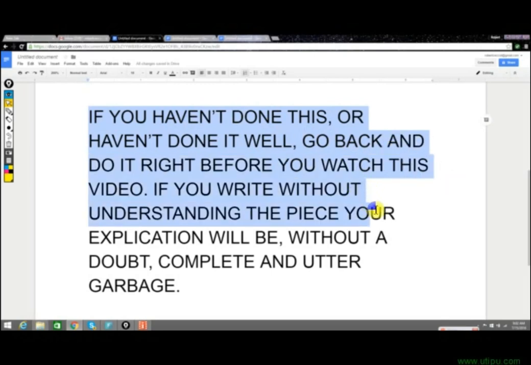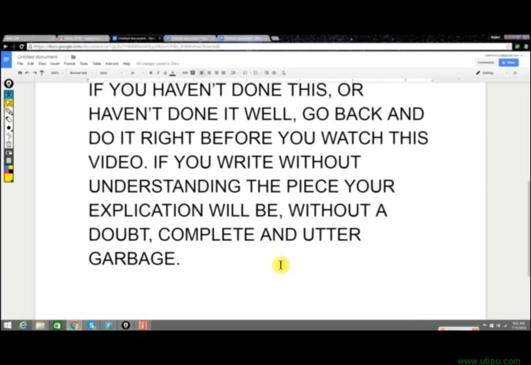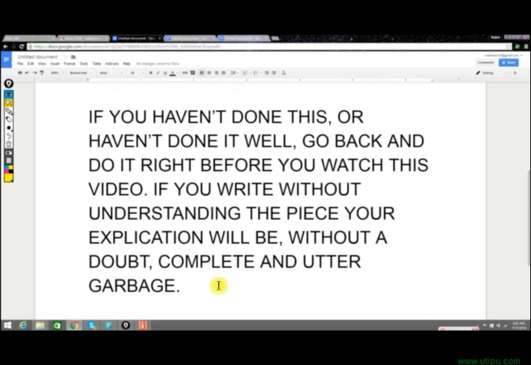If you write without understanding the piece, your explication will be, without a doubt, complete and utter garbage. If your analyzing stages are done poorly, your grade will be poor too. So if you didn't think that you did the analyzing stages right, go back and watch the video before you do this, because you have to make sure that you really understand the piece. If you start writing without fully understanding what it's talking about, it'll show in your explication. Your explication will be just as confused as you are. So make sure that you go back over and do that completely right, because it's the most important stage.